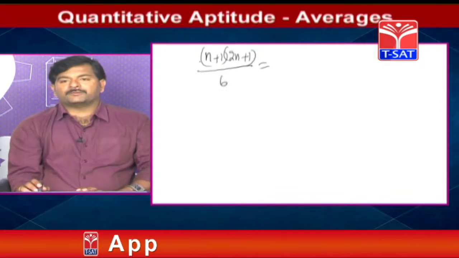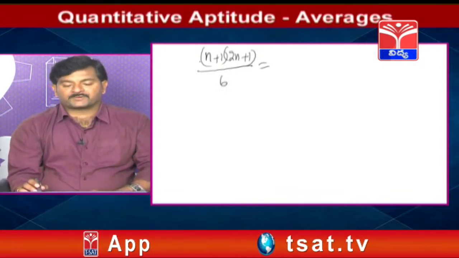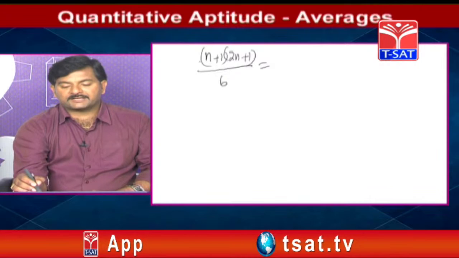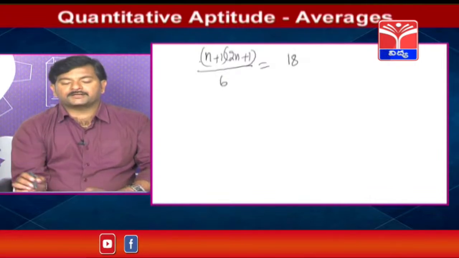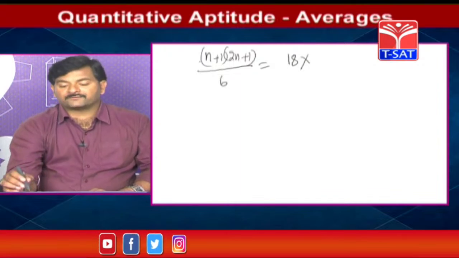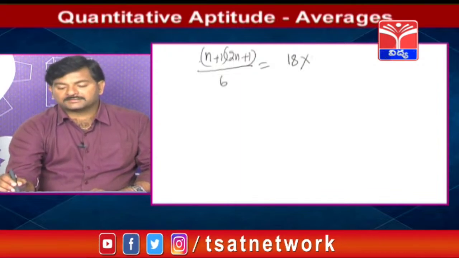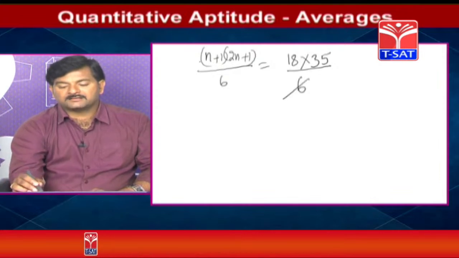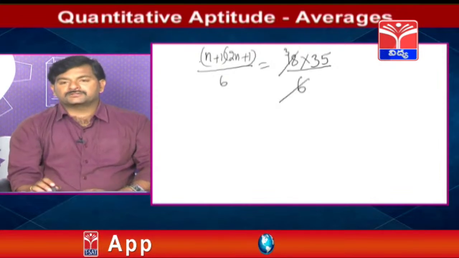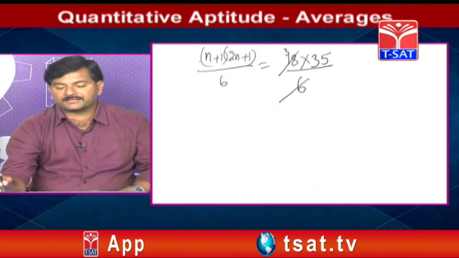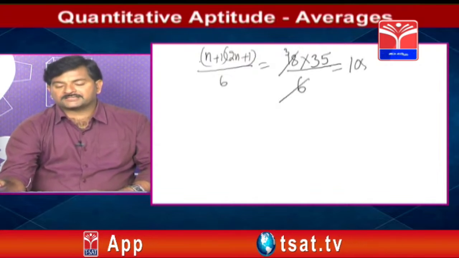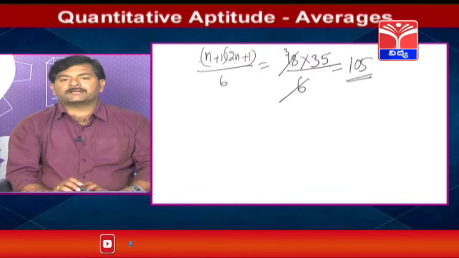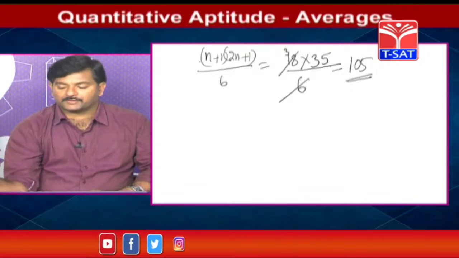Where n is given as the first 17. So 17 plus 1 is 18. 18 into 2 into 17, which is 34, plus 1, 35, by 6. 6 ones are 6, 6 threes are 18, so 35 threes are 105. The average for this question is 105. I hope you understood.